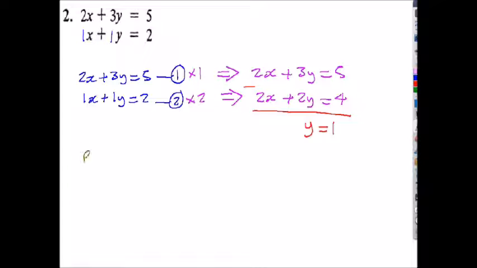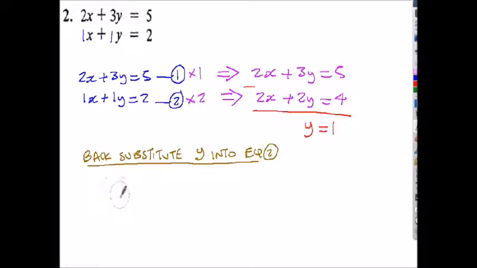Now I'm going to back substitute y into, and I can choose any equation I like. I think I'm going to use equation 2, that's the simplest one to use. So therefore x plus 1 is equal to 2. That's the 1 in here for the y term. So therefore x is equal to 1. Subtract 1 from both sides, we get x equal to 1.